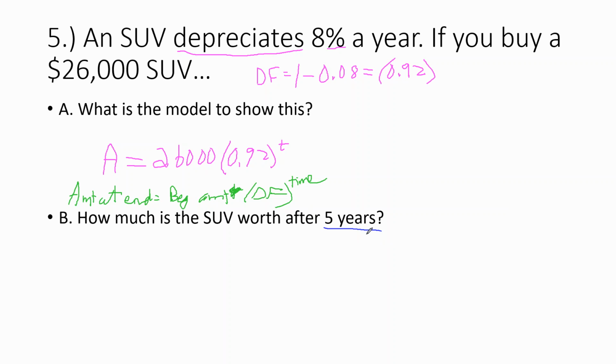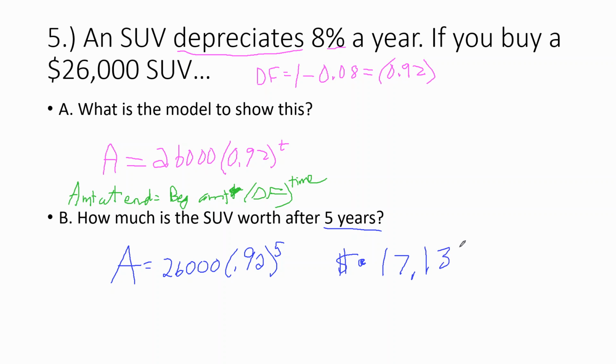Okay, so what do we do with that 5 years? Plug it in for the t. Exactly. So ending amount is 26,000 times 0.92 to the 5th year. I got $17,136.12. Perfect.